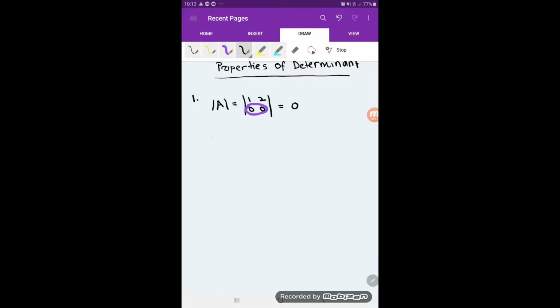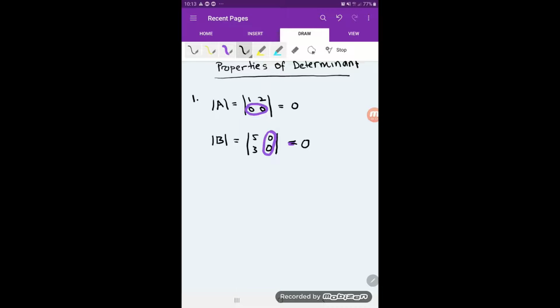And then let's say the determinant of matrix B. The elements are 5, 0, 3, 0. You can see here the second column, all the entries are 0. So the value of the determinant of matrix B is 0.